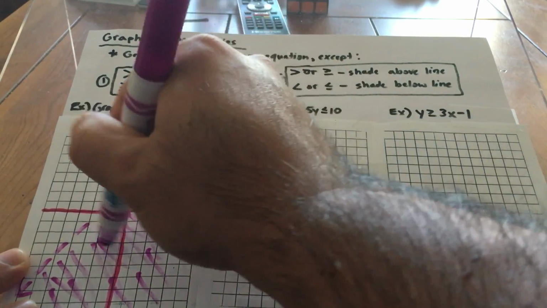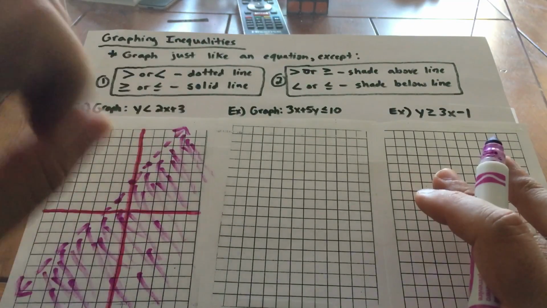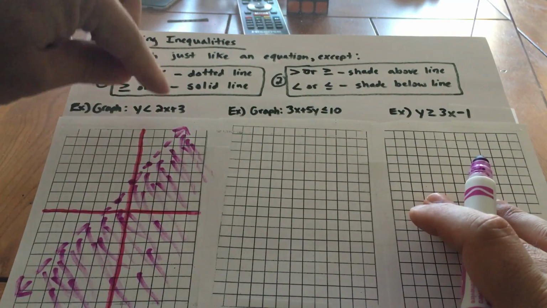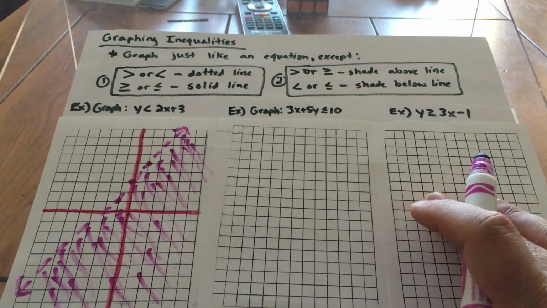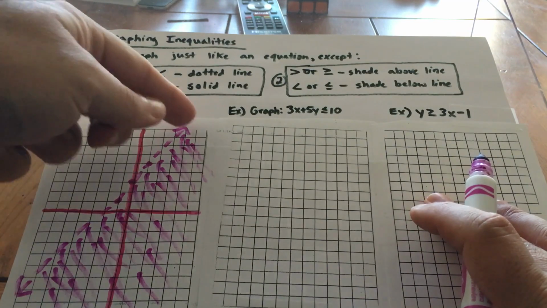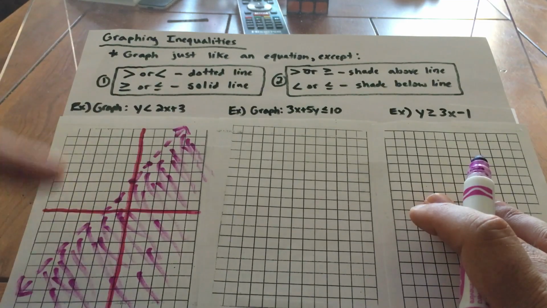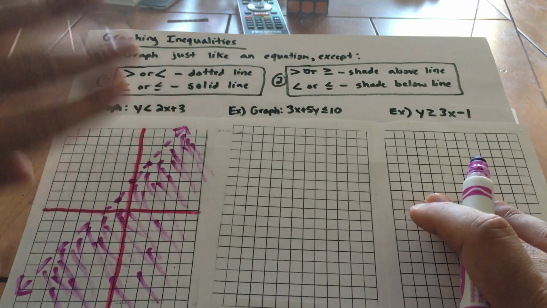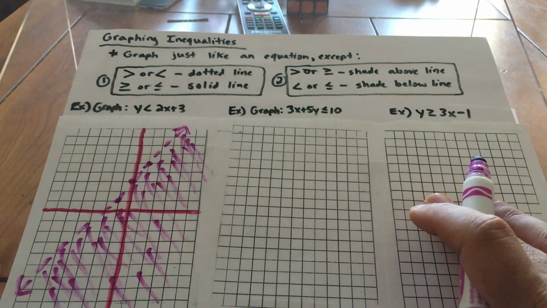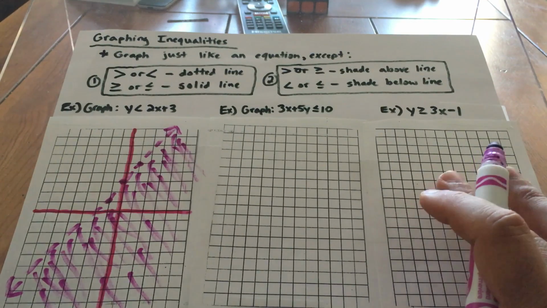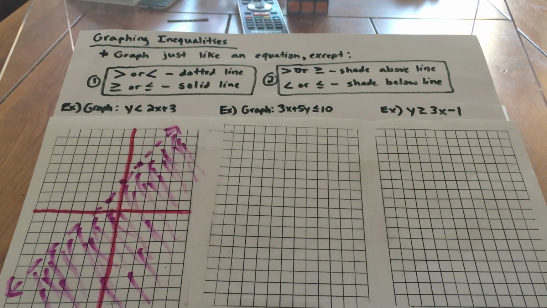And basically what this says, anything in the shaded region, we can plug into this inequality and it will make it true. But anything on the line itself is not part of the solution and will not make it true. And anything above will not make that inequality true. All right. So there's how you shade.